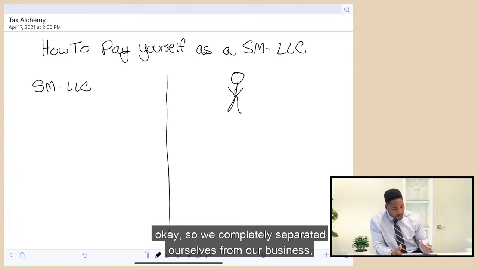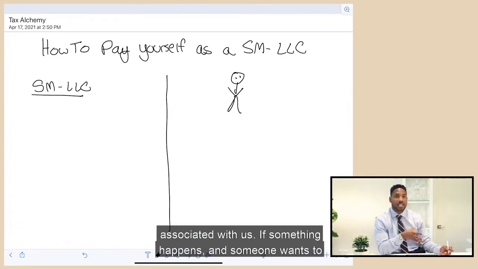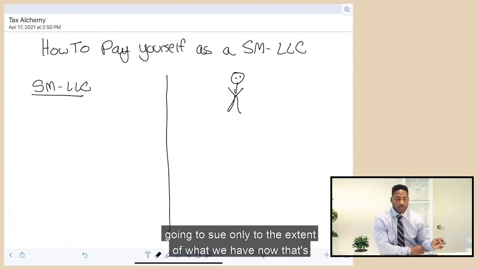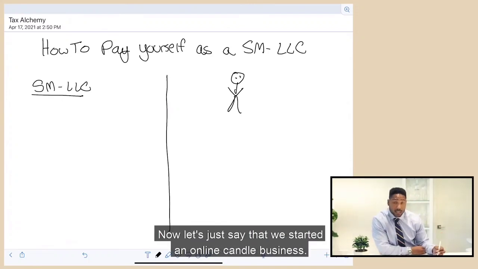So we completely separated ourselves from our business. Our business is sitting over here and we're sitting on the right-hand side, which means the liability is no longer associated with us. If something happens and someone wants to sue us inside of our business, they can sue us, but they're going to sue only to the extent of what we have that's sitting inside of this single member LLC.